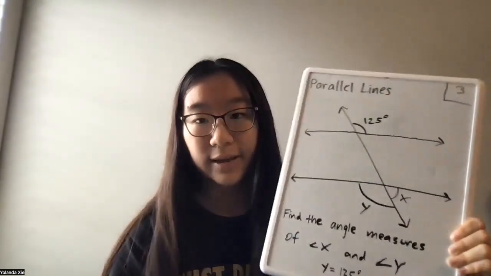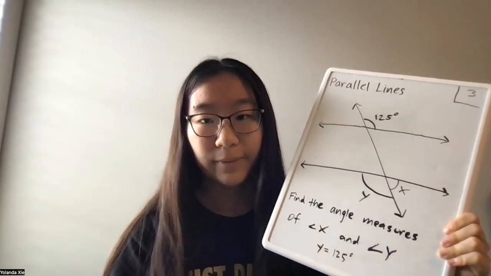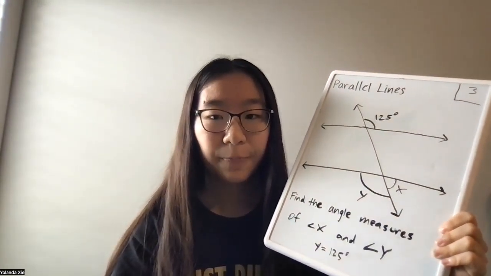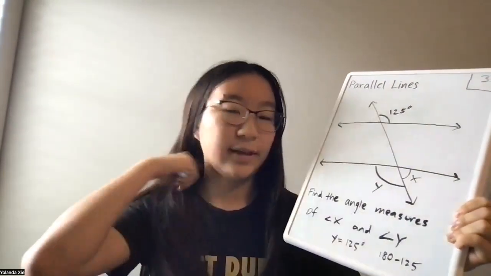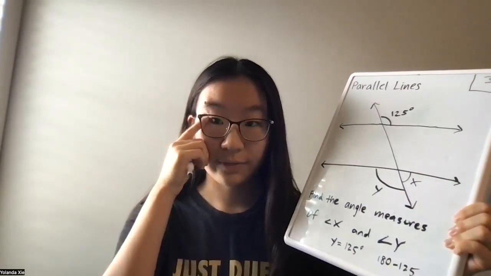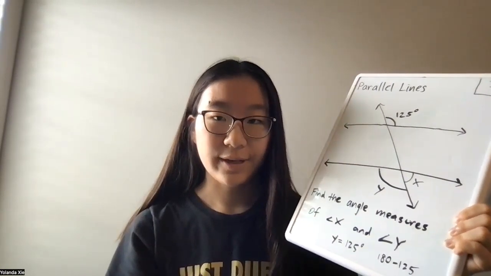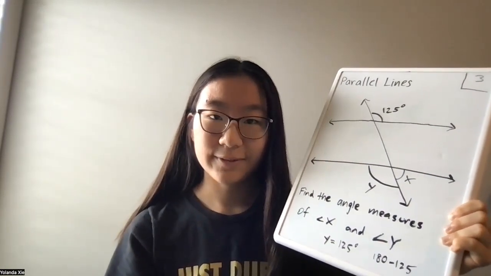And we know this because they're both along this straight line, and lines are 180 degrees on a side. So that means that x is 180 minus 125. All right, and then the answer to that is 55 degrees. So angle x is 55 degrees.